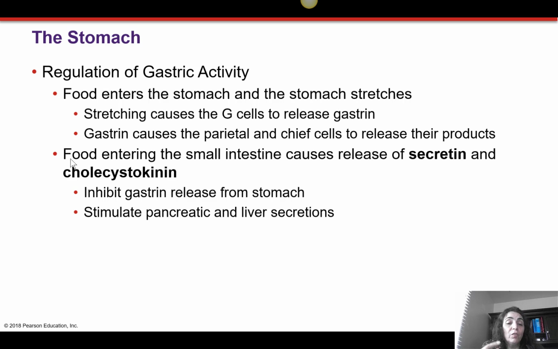Now when the food passes from the stomach and enters the small intestine, when most of the food has passed and gets into the small intestine, it may cause stretch of the wall of the duodenum. And that causes the release of two other hormones, secretin and cholecystokinin. These two inhibit the gastrin release from the stomach. And they also stimulate pancreatic and liver secretions toward the duodenum, right?